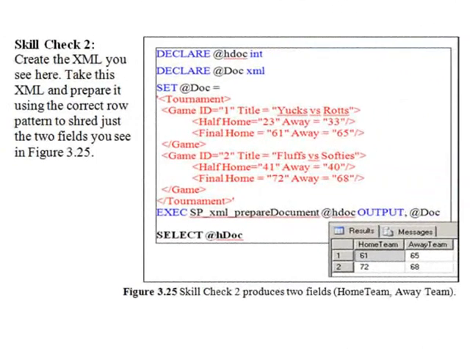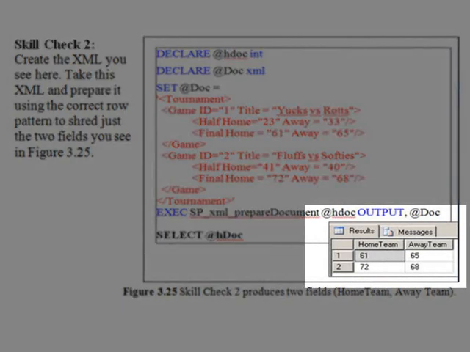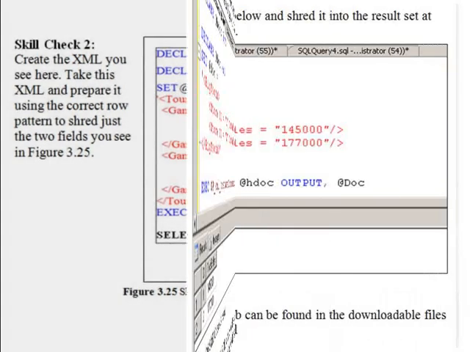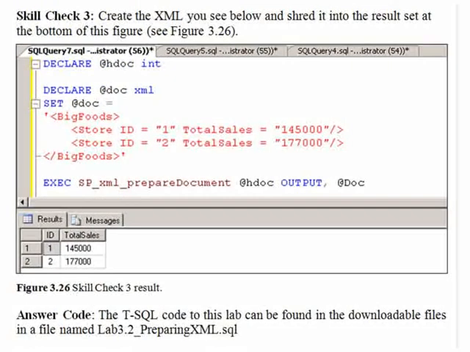Skill Check 2. Create the XML you see here. Take this XML and prepare it using the correct row pattern to shred just the 2 fields you see in this figure. Skill Check 3. Create the XML you see below and shred it into the result set at the bottom of this figure. When you're done, your figure should have a result set with 2 records and 2 fields as seen here.